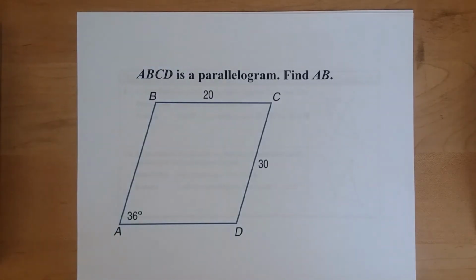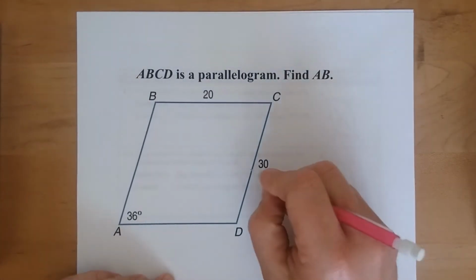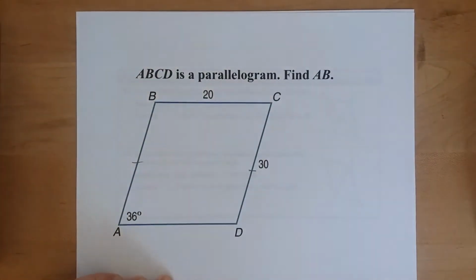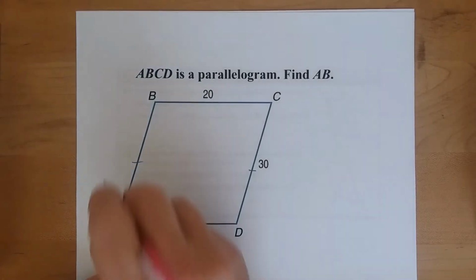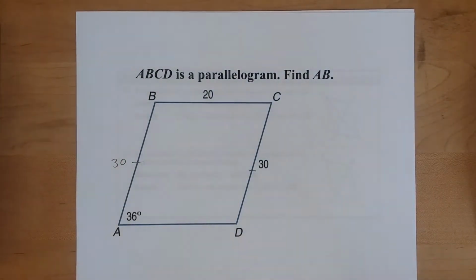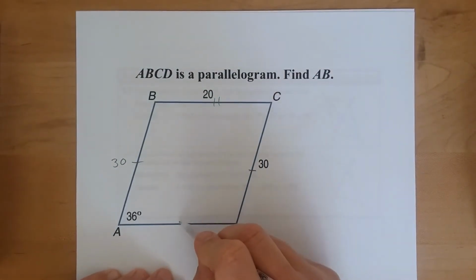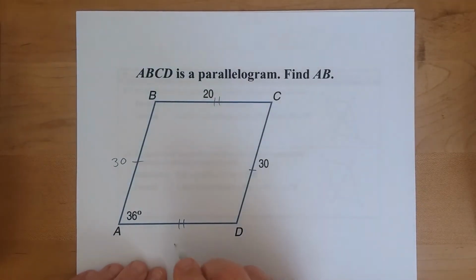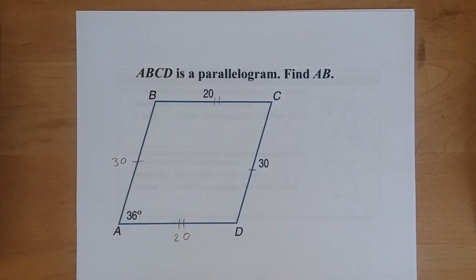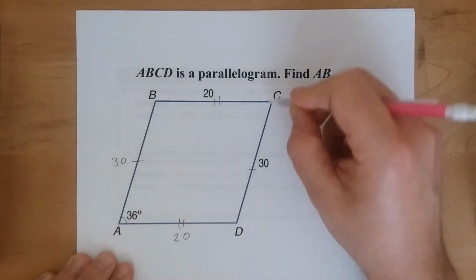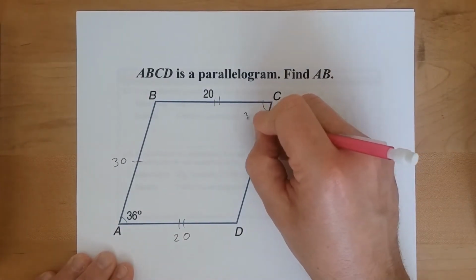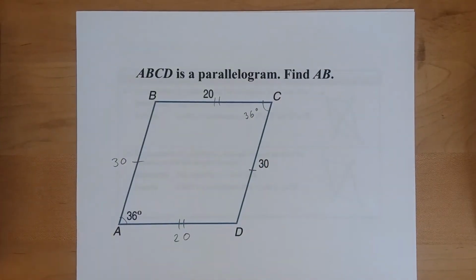Here, ABCD is a parallelogram. Could we find AB? Well, if this is a parallelogram, then opposite sides are congruent. And we can see that AB is going to be 30. How long would AD be here? Again, opposite sides are congruent in a parallelogram. So AD is going to be 20 units as well. What would the measure of angle C be here? If it's a parallelogram, our opposite angles are going to be congruent. That means angle C must be 36 degrees.